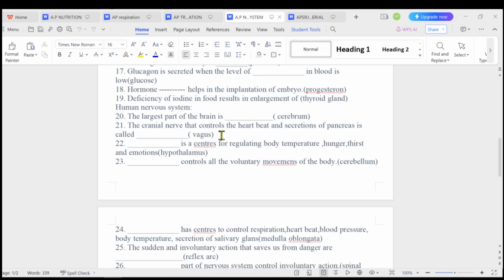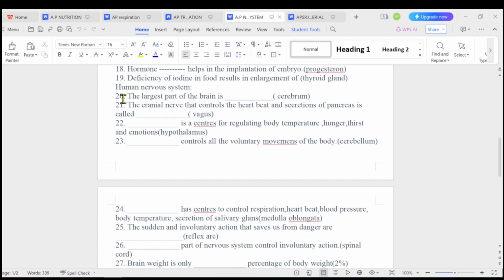Now we are going to study a few bits related to the human nervous system. The largest part of the brain is the cerebrum. Thinking, memory, speech, sensation, everything is there. That's why it is the largest part of the brain.